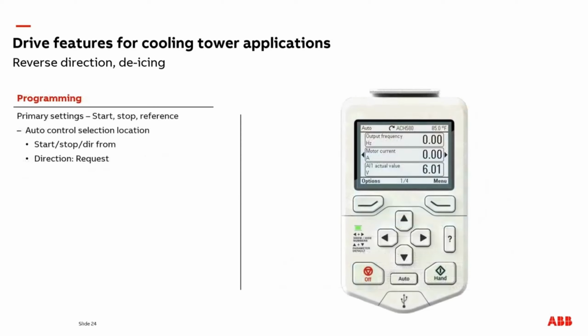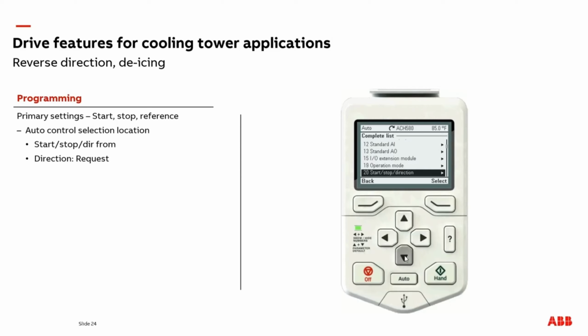To program the drive for reverse operation to do de-icing in the cooling tower, we're going to again go into Menu, look at Primary Settings. Now in the Start-Stop Reference section, we're going to scroll down to the Start Auto Location. This is already set to DI1 Start-Stop and DI2 Direction from when we set up the process PID. But to enable the direction to reverse the operation of forwards and backwards of the fan, we need to get to another option available in Parameters and the Complete List.